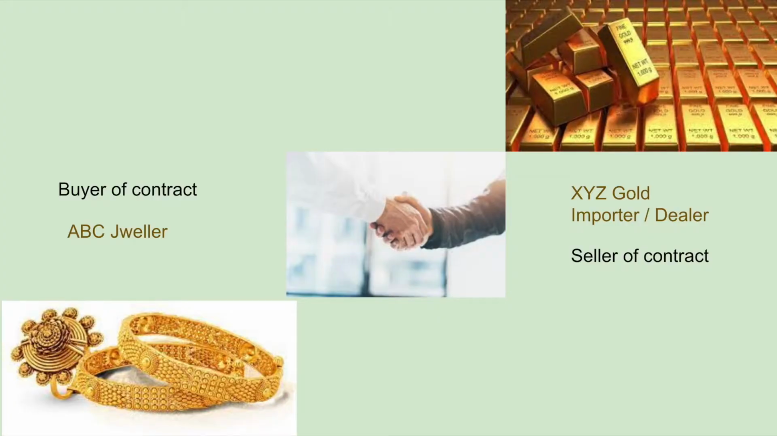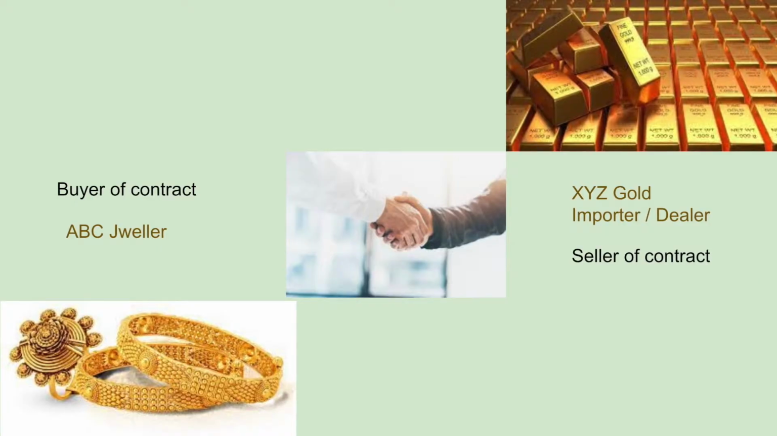Consider an example where two parties are involved. Consider a jeweler whose job is to design and manufacture jewelry. Let's call him ABC jeweler, and the other is a gold importer whose job is to sell gold at a wholesale price to these jewelers who design and manufacture the jewelry. Let's call this gold dealer XYZ gold dealer.